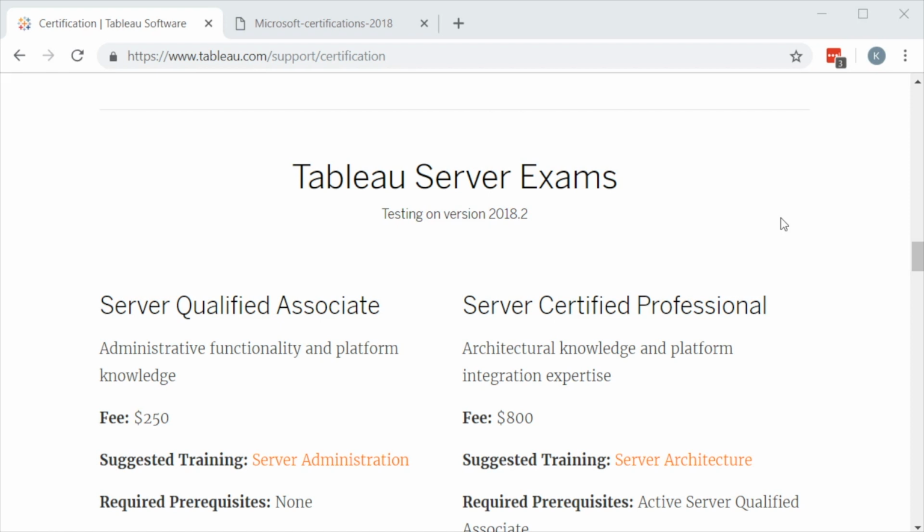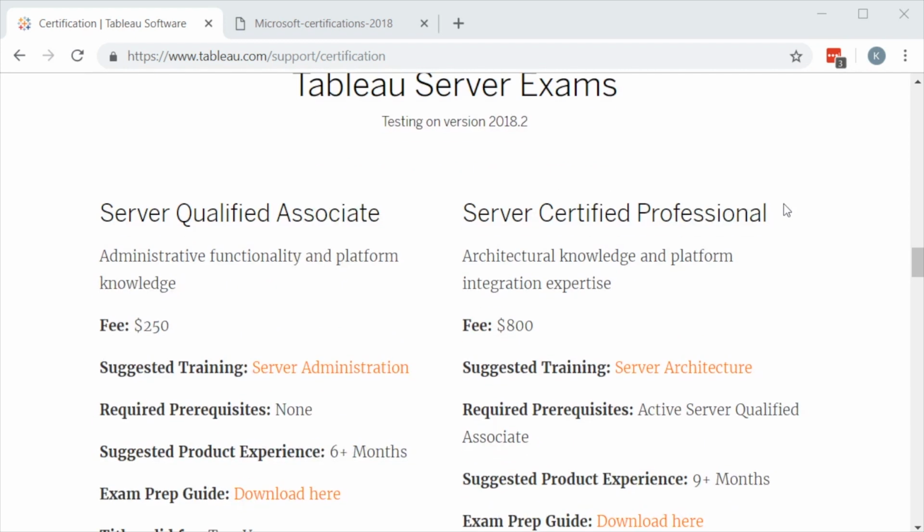And being that it's a server, there's a whole lot of functionality and a whole lot of planning and prep work that goes into it. So these certification exams will really prepare you for that and really show employers that you know what you're talking about when it comes to Tableau Server.